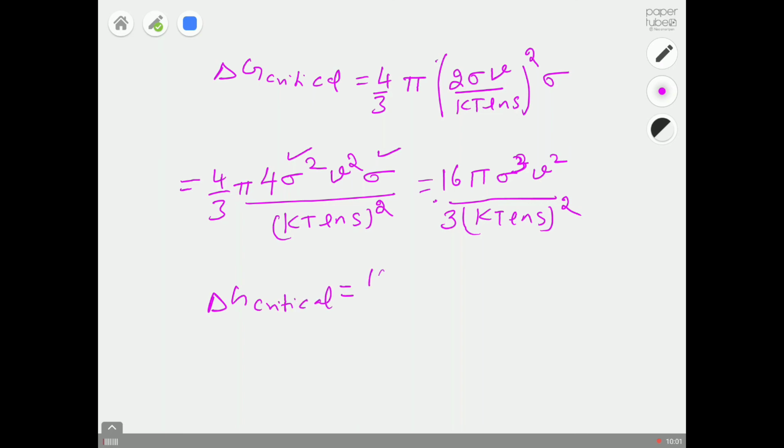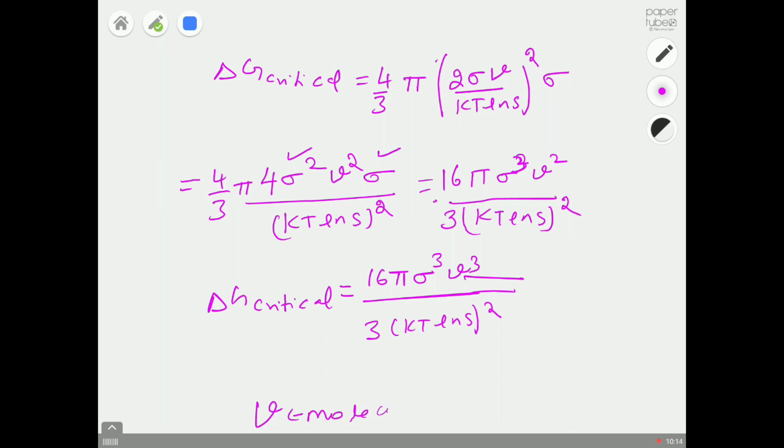something that is related to your supersaturation. 3 kT ln of S the whole square. So I hope you all remember V is molecular volume, kT is Boltzmann constant, T is temperature, S is supersaturation. If you know all of these values, then we can calculate delta G critical. Yeah? So this expression is a very important expression, and this is one of the most used expressions in industry wherever they are using crystallization to purify some compounds. Yeah?